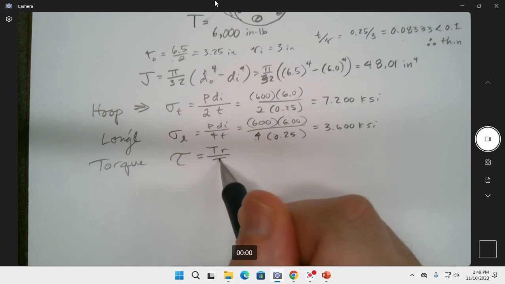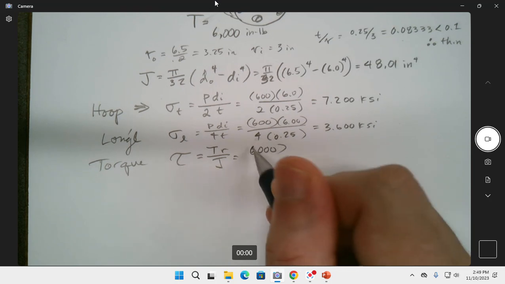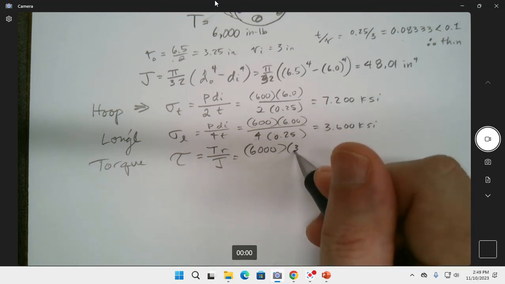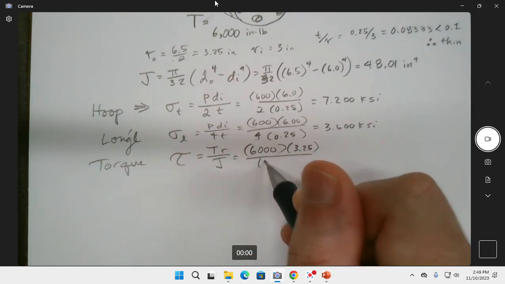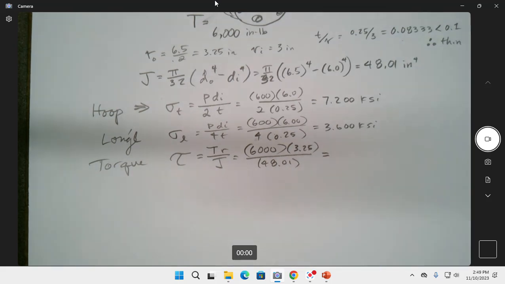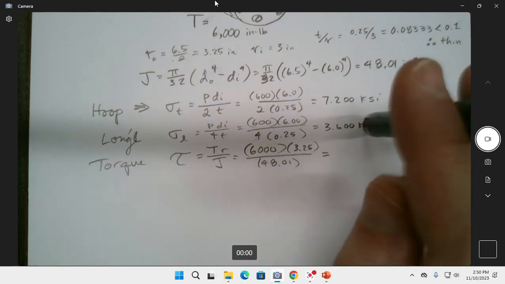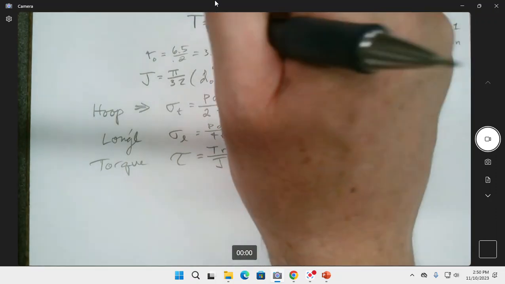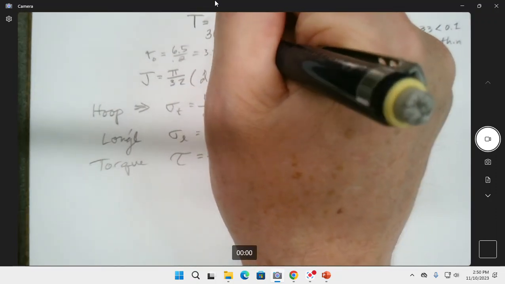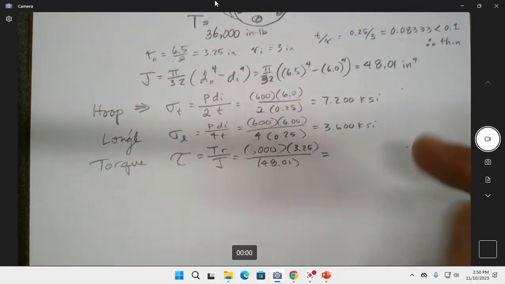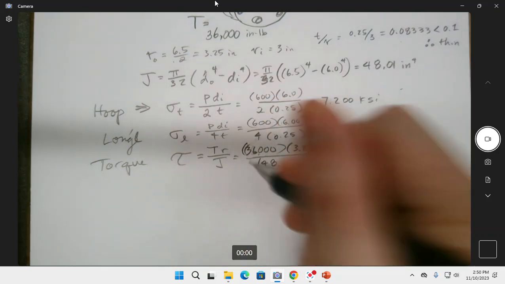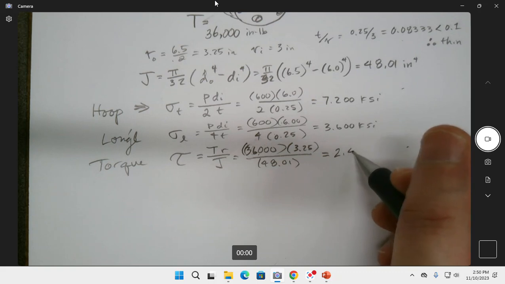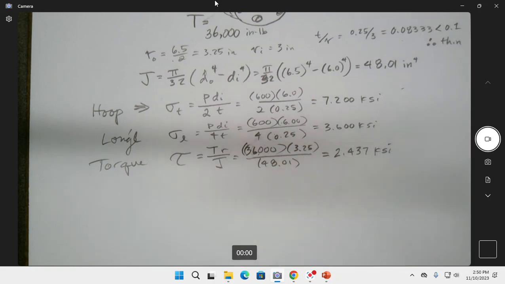We have TR over J. So we have the torque of 6,000. R is to the outside fiber of 3.25. And we have our 48, which is going to make this thing much smaller than I had hoped for. But let's see what happens. 6,000 times 3.25 divided by 48.01. Yeah, it's too small. You want to ramp up the torque so it matters? It's only 406. Well, I could have just done 36. So let's just multiply it by 6. It's still not a lot, right? 2.437 KSI. But at least it's something that matters, right?